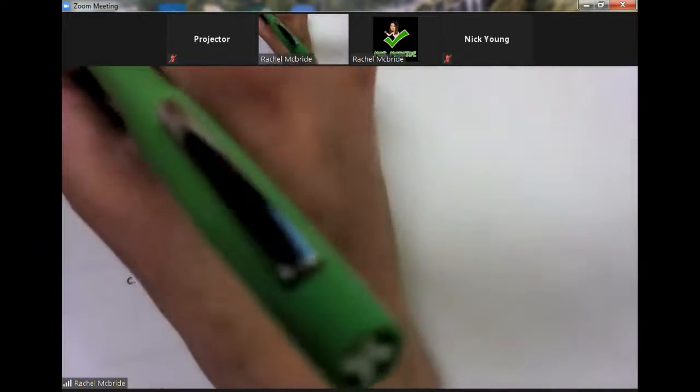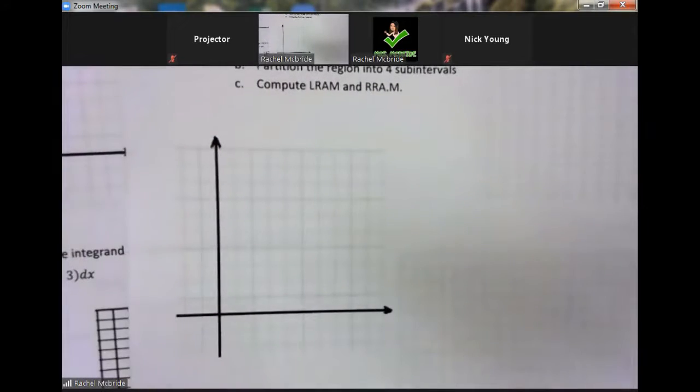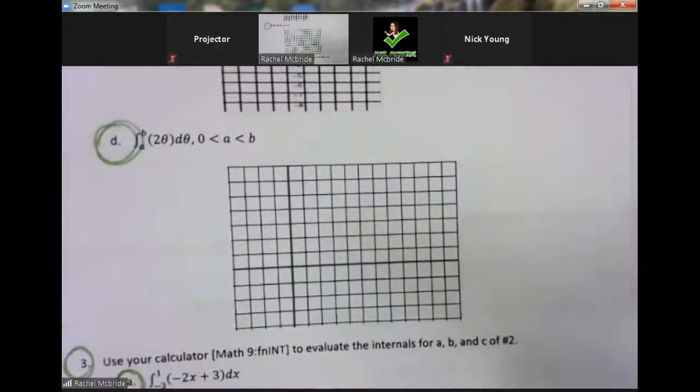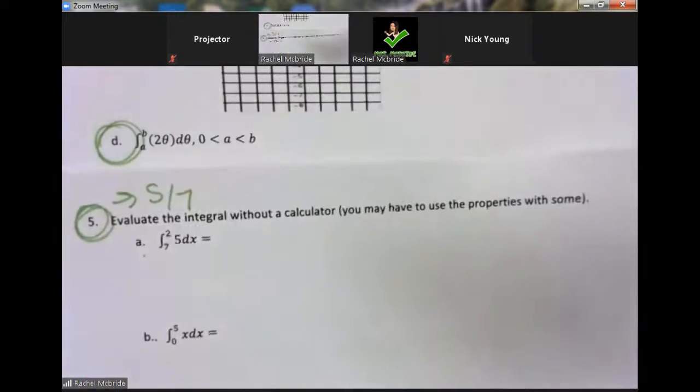And for 5, you have to do 5 of the 7. I don't care what 5 you pick, you gotta do 5 of the 7. So 5 for 5 on the back. So it's 1, 2A and D, 3A, 4, and then 5 of the 7.